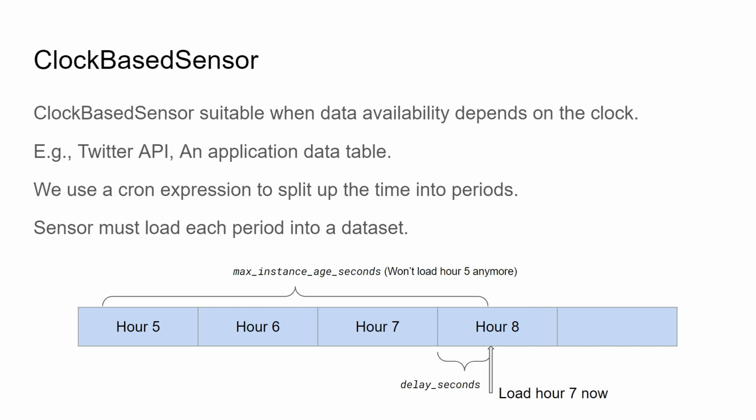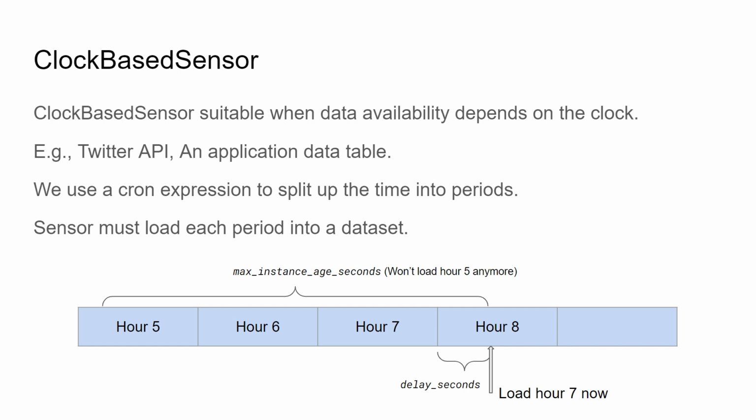The first one is a cron expression, which splits up the time into various periods. So you get hourly cron, you get hourly periods. And then the sensor will call your loading function to say that, hey, load this data for this period into whatever you want to do with it.